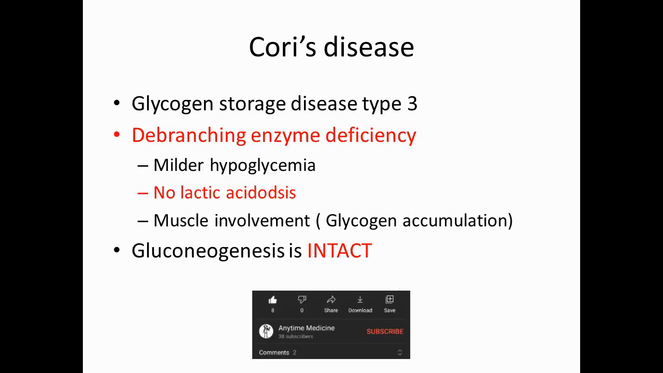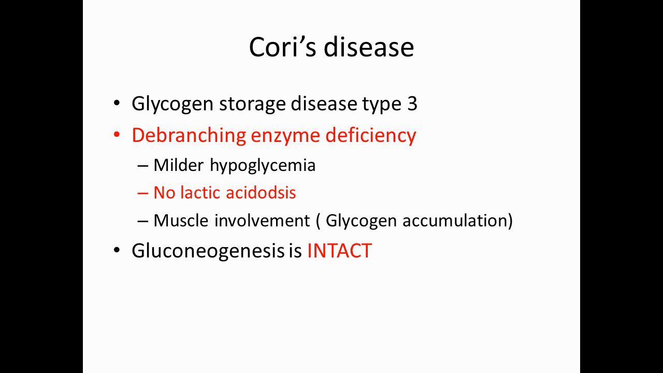The third disease that we are going to discuss is the Cori disease, which is also called the glycogen storage disease type 3, in which there will be deficiency of debranching enzyme, and because of that there will be minor hypoglycemia, there will be no lactic acidosis, and we are going to see the muscle involvement, and there will be glycogen accumulation in the muscles. So in this disease, gluconeogenesis will be intact. You have to remember that there will be gluconeogenesis intact in this disease because there will be other source of the glucose 6 phosphate for the gluconeogenesis to occur.